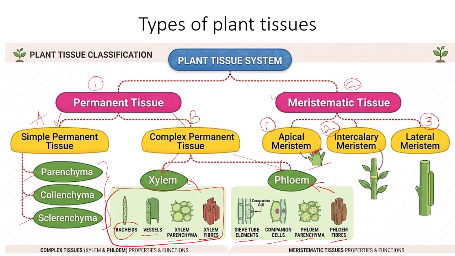Intercalary meristem is usually seen in monocotyledonous plants at the region of a node, and it is responsible for the growth in the monocotyledonous plants. And the last one, called lateral meristem, is responsible for the girth. So secondary growth is taking place because of the activity of lateral meristem.